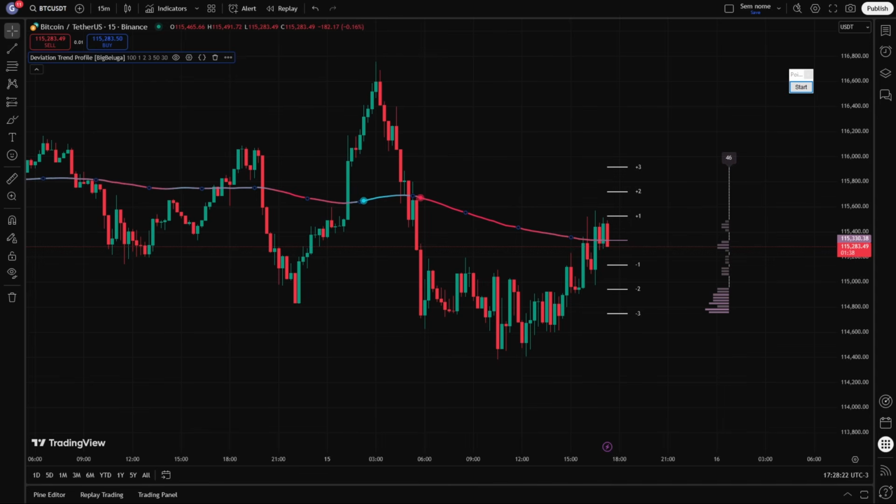And the simplest way to utilize it is through the signal circles, as potential entry points.